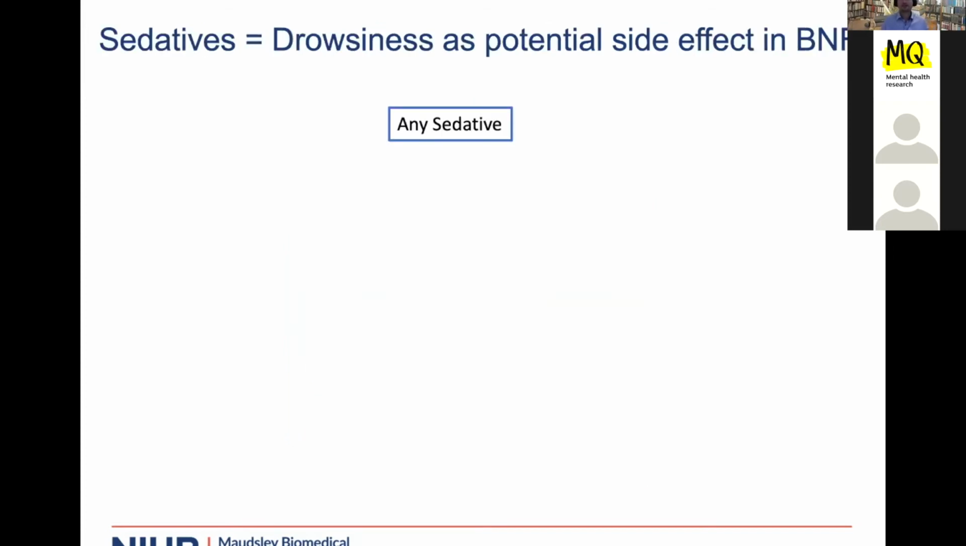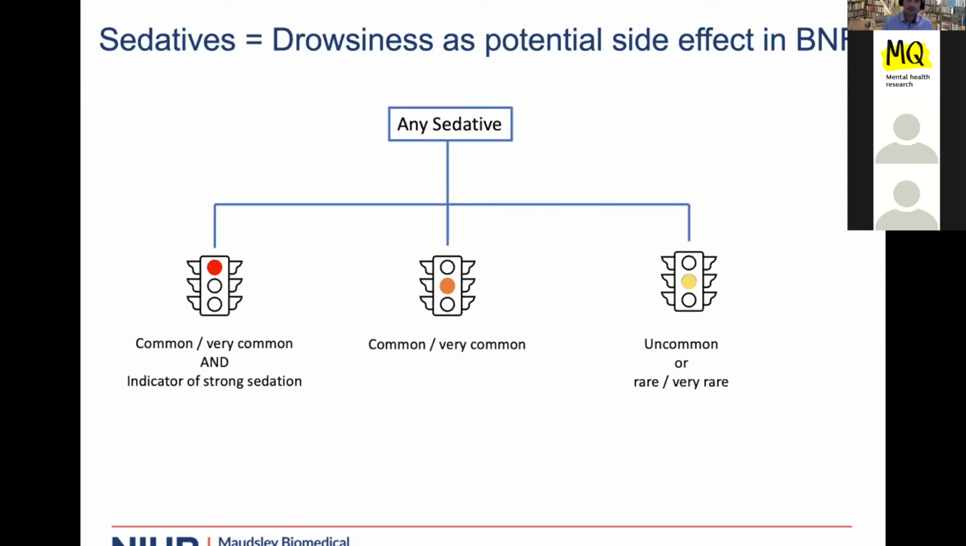Going now to sedatives as a cross-category property of medications. As sedatives, we defined all medication that had drowsiness as a potential side effect in the British National Formulary. Then we went into a bit more detail. We looked at medications that had drowsiness as a common or very common side effect, and an indicator of strong sedation.